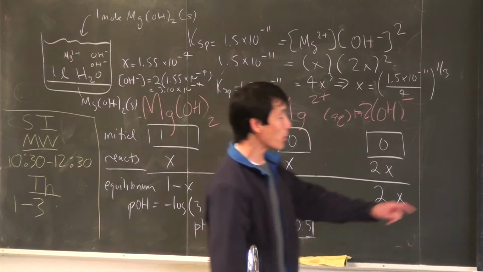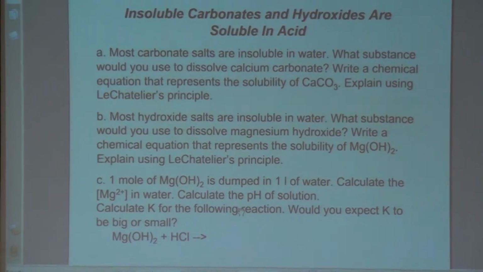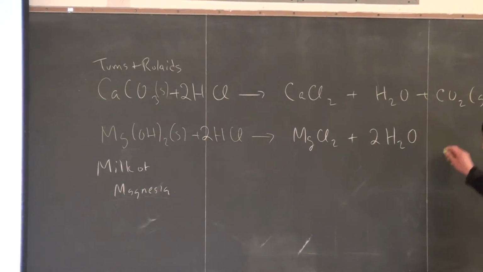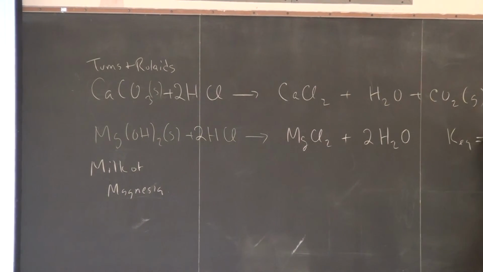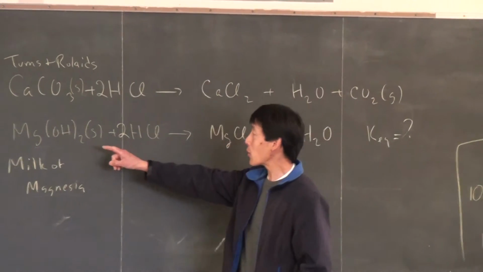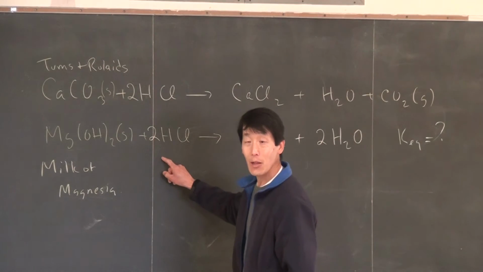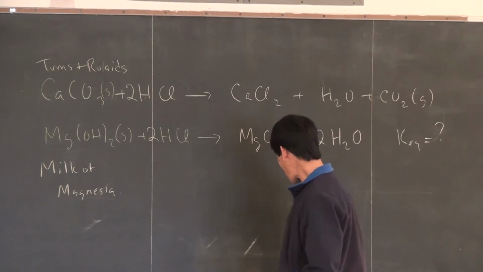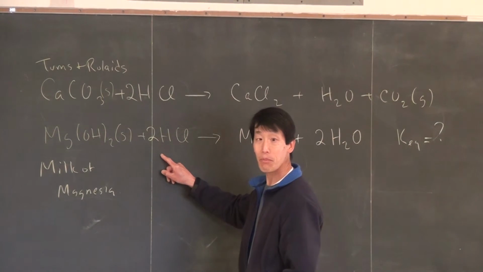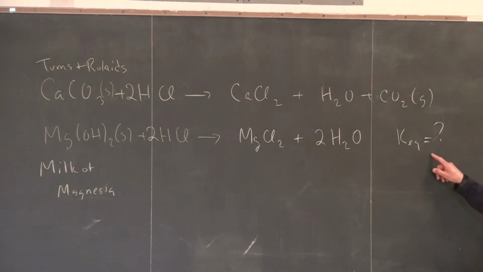Calculate the equilibrium constant K for the following reaction. Would you expect K to be big or small? So here's the reaction where we want to calculate the equilibrium constant K. You said earlier that we can dissolve magnesium hydroxide in HCl. And this is also the same reaction which occurs in our stomach. So there's HCl in our stomach. This is stomach acid. Would you expect the equilibrium constant to be big or small?